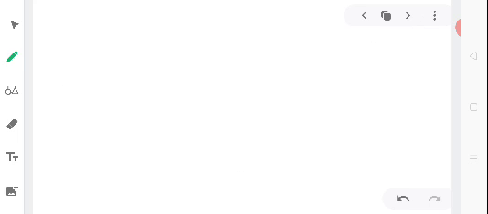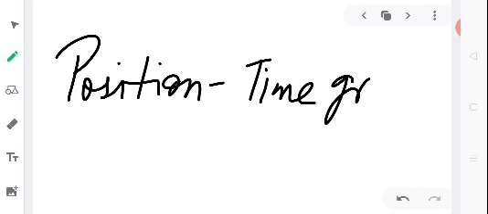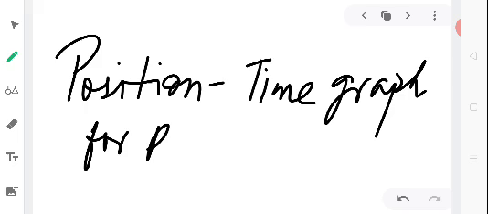Position time graph in relative velocity. Let us see how graphically we can represent relative velocity.